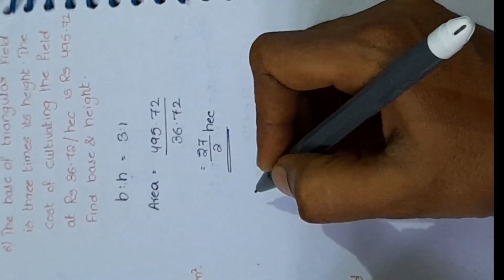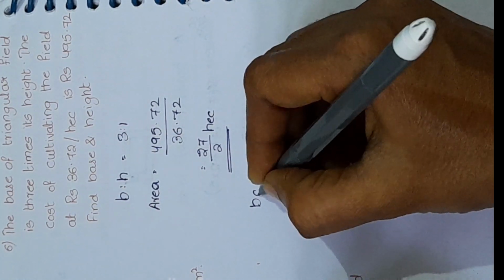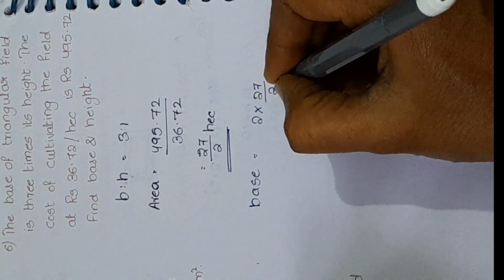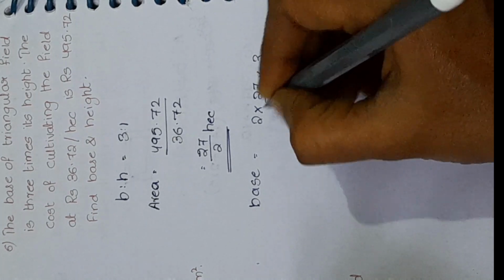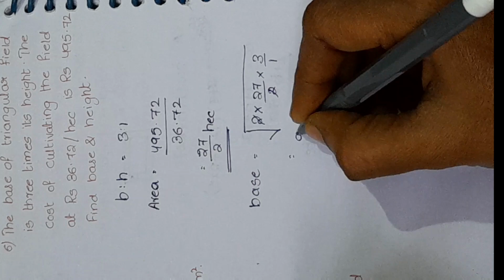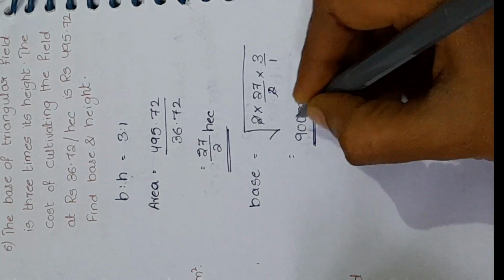Now substituting the values in the formula, base is equal to 2 into A, that is 27 by 2 into the ratio 3 by 1. Keep this in root, which is equal to 900 meters. This is the base of the triangular field.